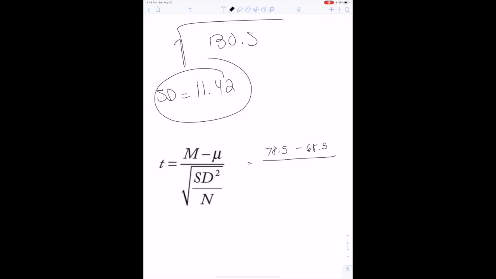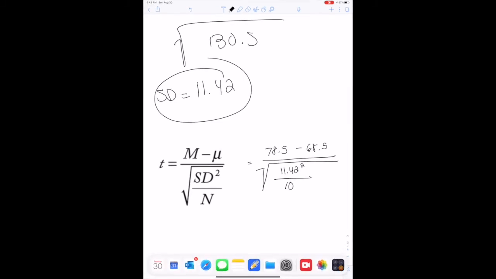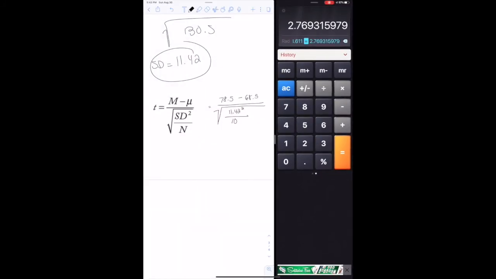Divided by the square root of our standard deviation squared, or the variance if you want to be fancy, 11.42 squared, divided by the square root of n. I remind you that n is 10. So divided by 10. Okay, so let's bring our calculator back real fast. This calculation's super easy. There we go. So 78.5 minus 68.5 is 10.